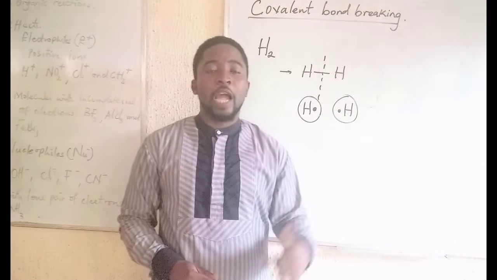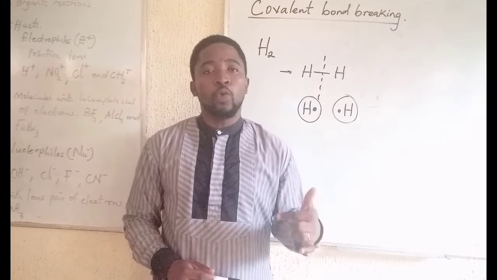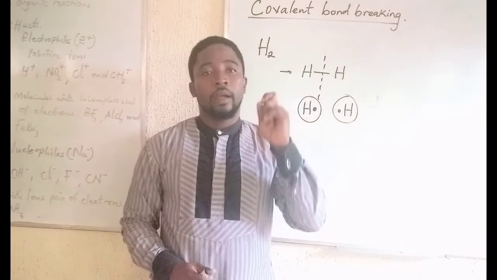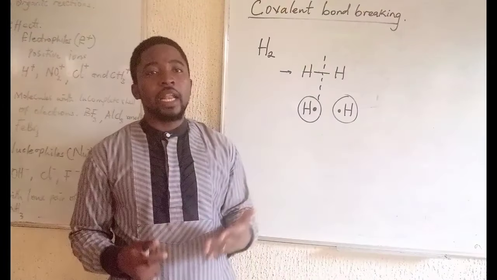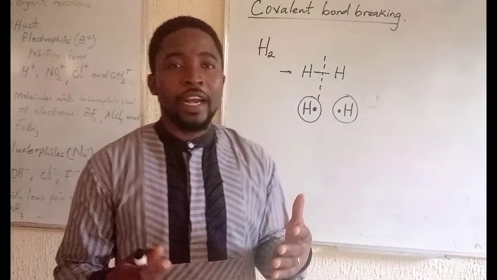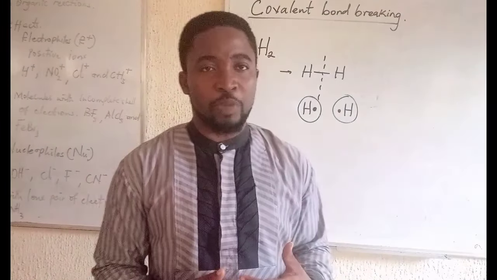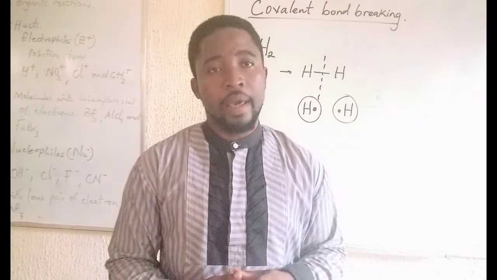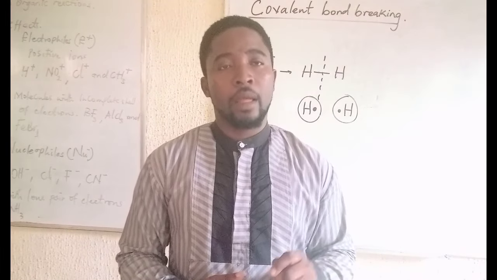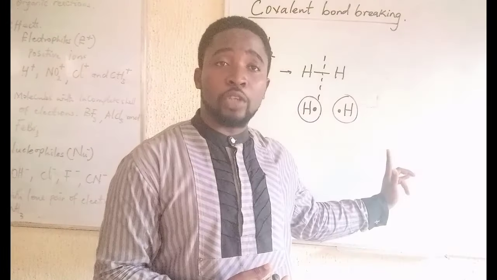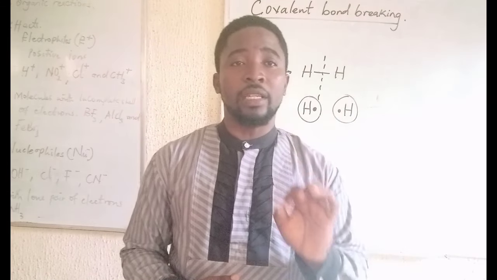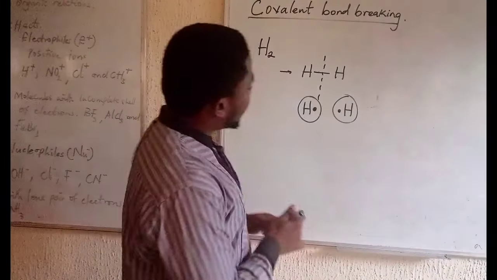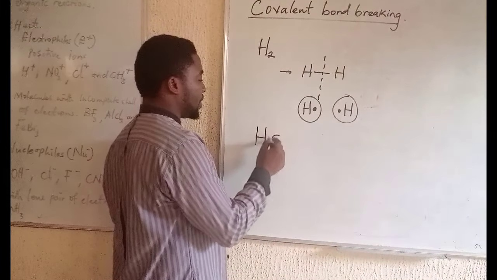Now let's look at another type of bond breaking process, which is the heterolytic bond breaking process. The heterolytic bond breaking process occurs in molecules with unequal electronegativities between the participating atoms. So if the covalent bond is a polar covalent bond, then the breaking of such a bond is going to be heterolytic covalent bond breaking. Let's take, for example, the molecule hydrogen chloride.